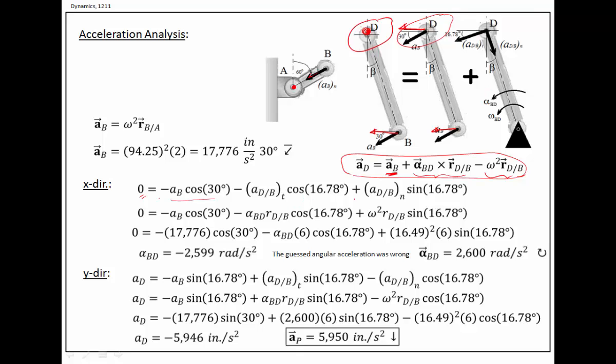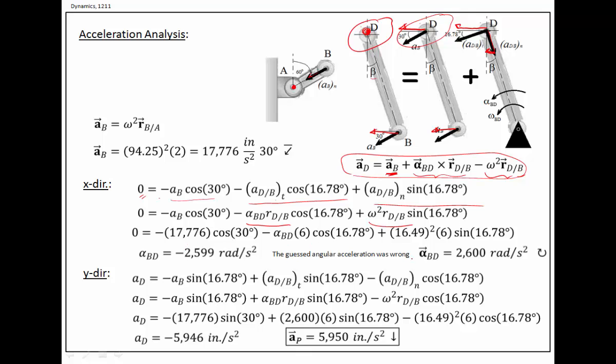And then there's going to be a contribution both of the tangential and the normal. So the tangential's contribution right here is going to be times the cosine of that 16.78. That ended up being the same angle as beta. And it's also going to be sine times that because we want to get the x contribution here. So right here, I'm just breaking it down step by step, where I have the tangential and the normal as alpha r and omega squared r, respectively.